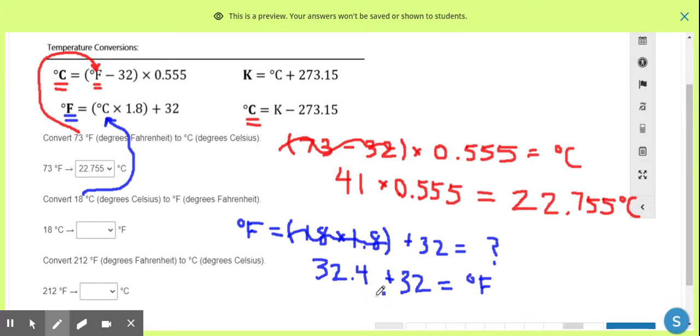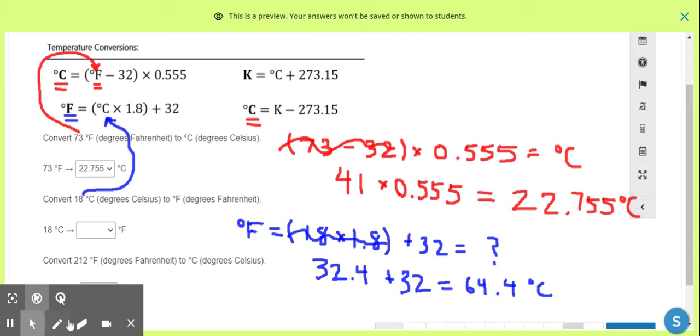64.4. So this is, let me erase this, 64.4 degrees Celsius. All right, so let's see if that's in my answers. Hey, 64.4. And again, it might not be exactly spot on to what you calculate, but pick whatever's closest.